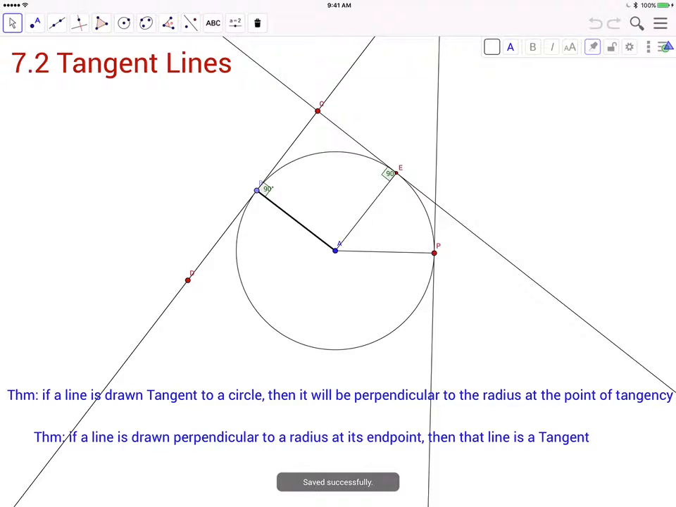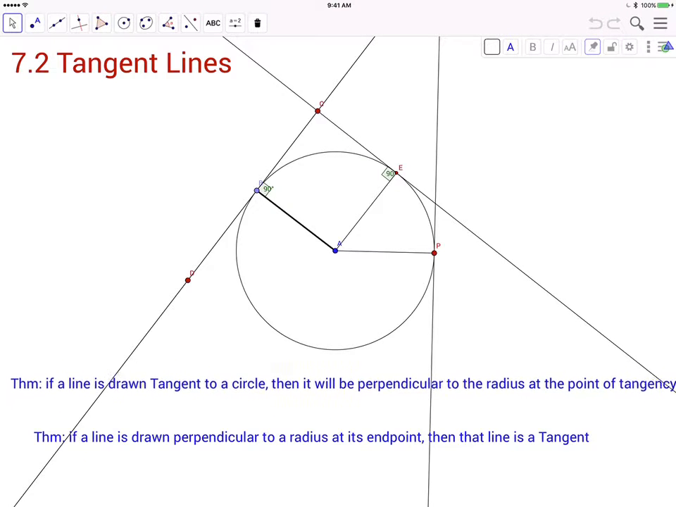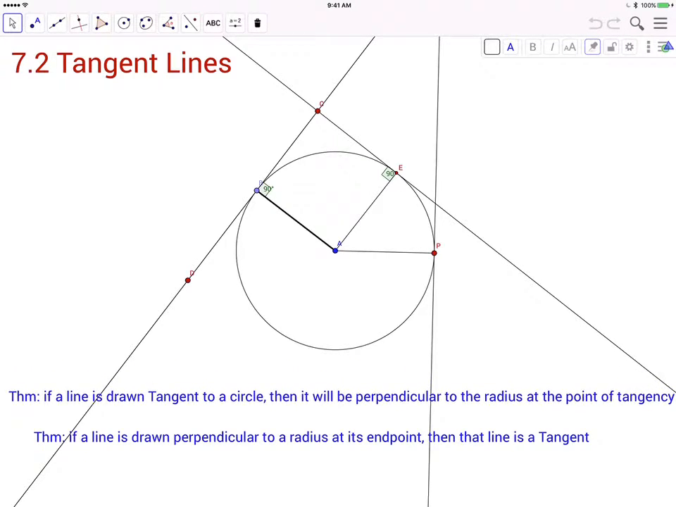Okay, we're going to talk about tangent lines a little bit more, definitely related to polygons circumscribed about a circle. And in this quick video, we're going to talk about tangent lines and the fact that we've got two things going on, both of which we should probably prove. Well, the first is a theorem.